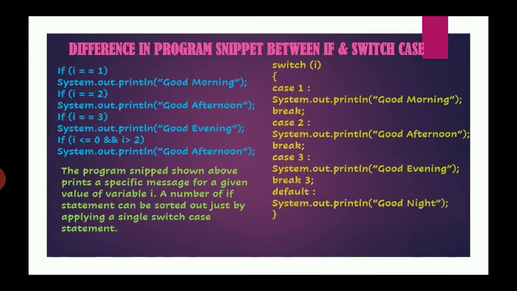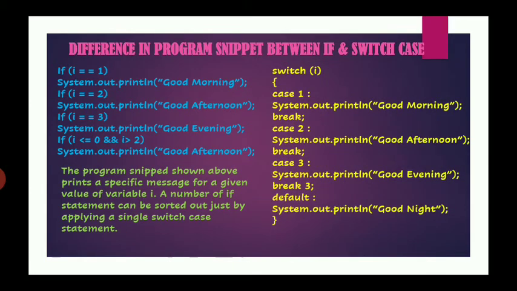So if you see the switch statement here, I am writing one switch i. Whatever will be the value of i, it will be stored in i. So switch i, then I am writing case 1, and if the value of i is 1, then what it will display, that is good morning. Then this block will be terminated through break statement. Then if it is case 2, then it will display good afternoon. If it is 3, then it will display good evening. And if neither of them is satisfied, 1, 2 and 3, then it will go to the default statement and it will display good night.